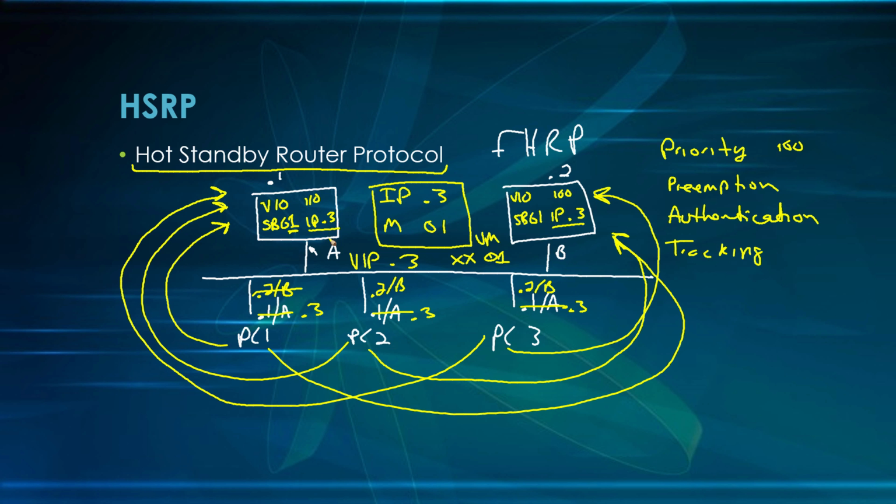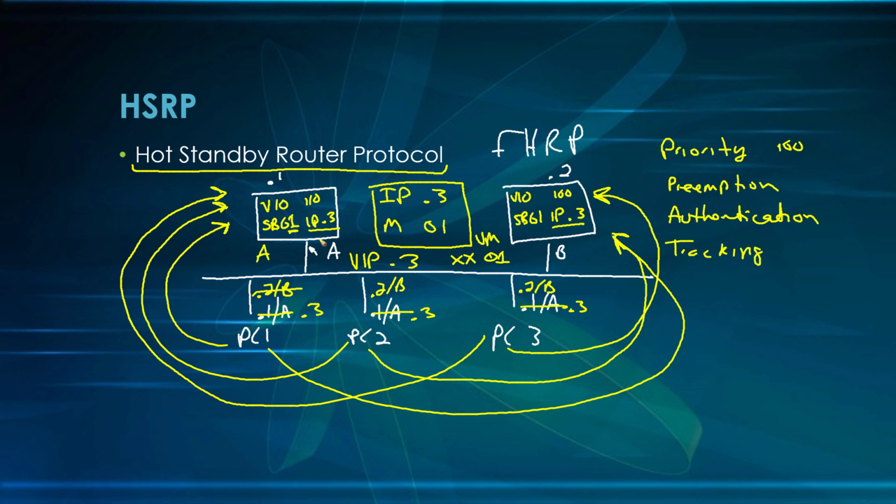What ends up happening now is, because switch A and switch B have agreed upon this configuration, both of them advertise the same MAC address and the same IP, but one of the two goes into active mode. If this one here is the active, that means that PC 1, 2, and 3 are going to send their traffic towards switch A. By sending everything to switch A, then we know where we're going.